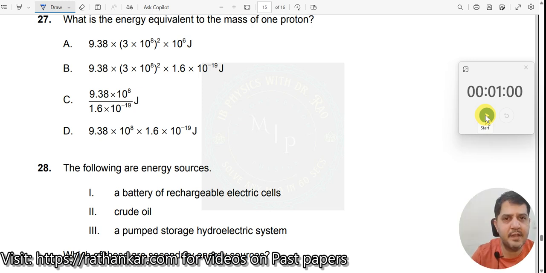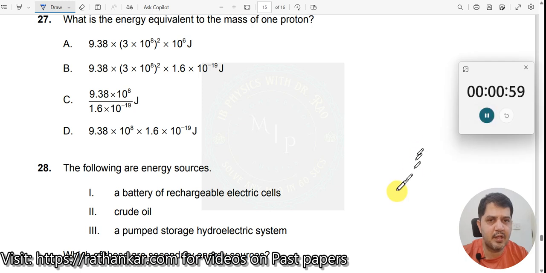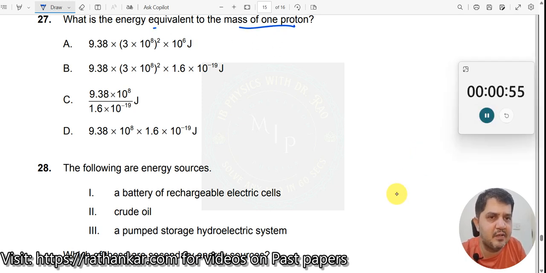Question number 27. So what is the energy equivalent to the mass of one proton? Okay. So mass of one proton, how do you write? Energy equivalent, we always write E is equal to mc square, Einstein's energy relationship. Now for one proton, what is it? Mass of one proton is 1 U, and this one is same, 1 UC square.